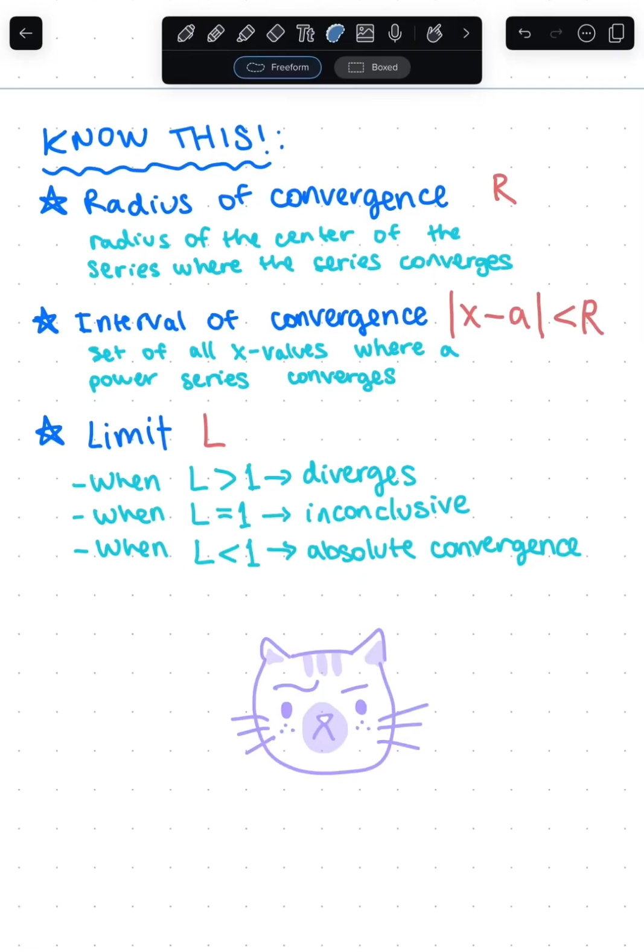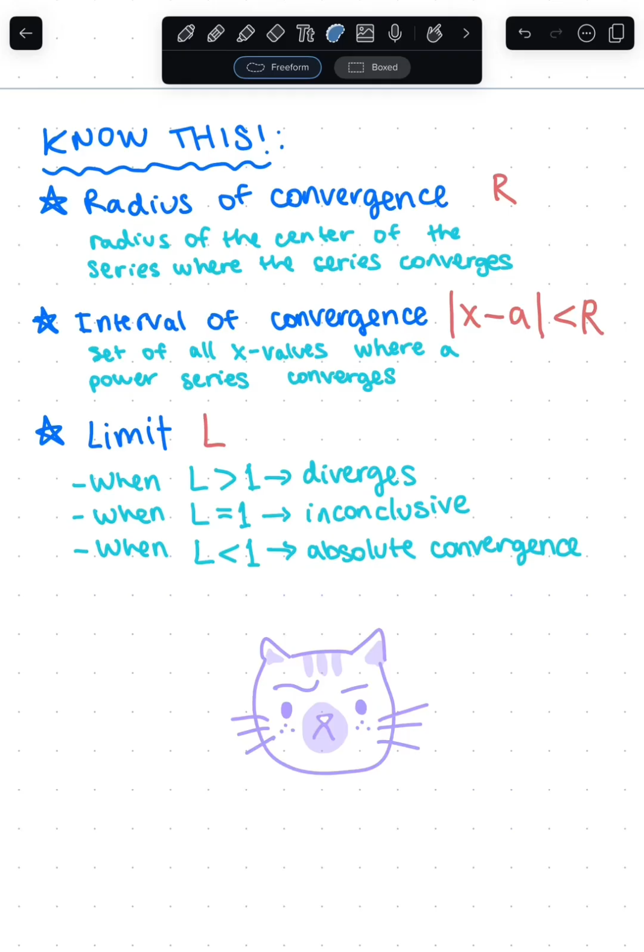These are things you need to know when dealing with a power series. First off is the radius of convergence, written as r. This is the radius of the center of the series where the series converges. Next is the interval of convergence, which is the absolute value of x minus a less than r. This is the set of all x values where a power series converges.